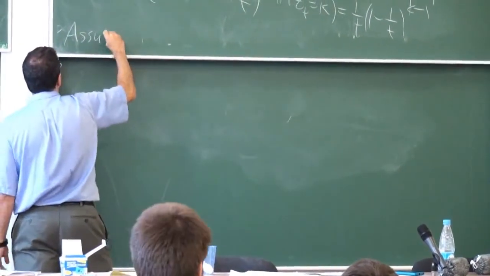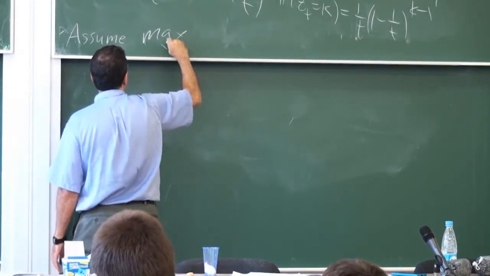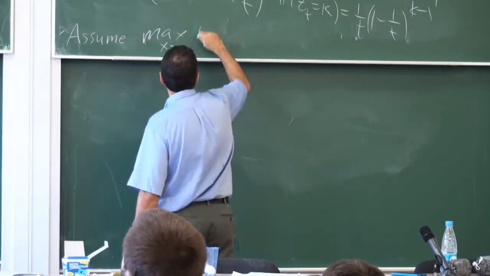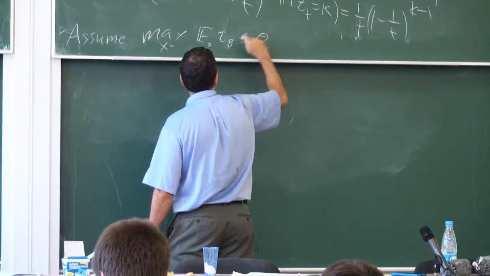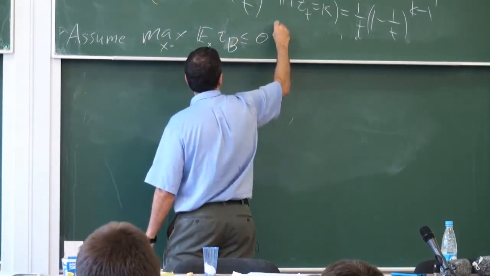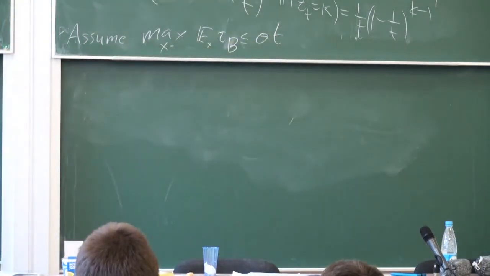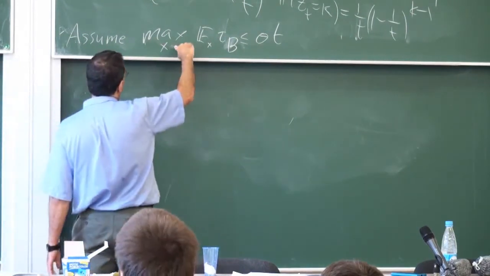So assume, in order to derive a contradiction, that the maximum over x of E_x tau_B is less than theta t. And remind you, t was defined up there. t was basically t_G minus 1. Okay, so we're going to assume that and derive a contradiction.